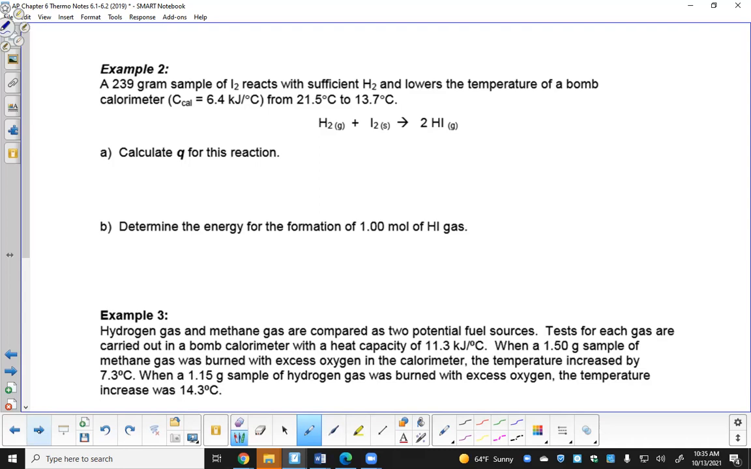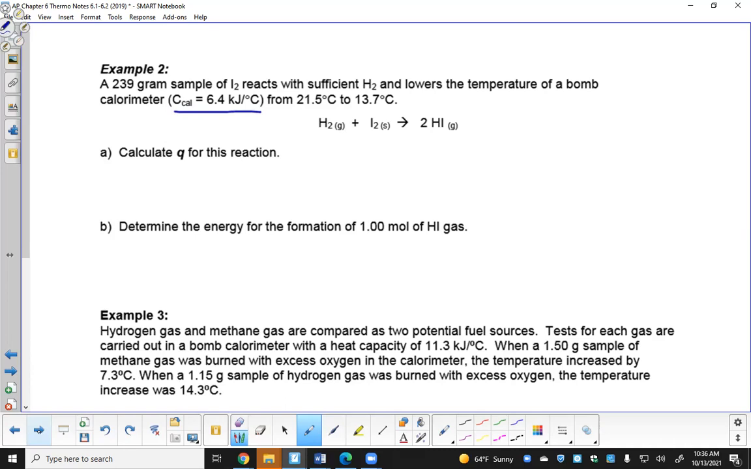Example number two. Very similar looking reaction, iodine instead of chlorine in this case. Here we got a 239 gram sample of iodine. It reacts with a sufficient amount of hydrogen and lowers the temperature of the bomb calorimeter from 21.5 to 13.7. We are given the heat capacity of the bomb calorimeter in this case as well. And I can tell it's a bomb calorimeter because it gives me that information, and the units are different than what I would have for a normal coffee cup calorimeter.